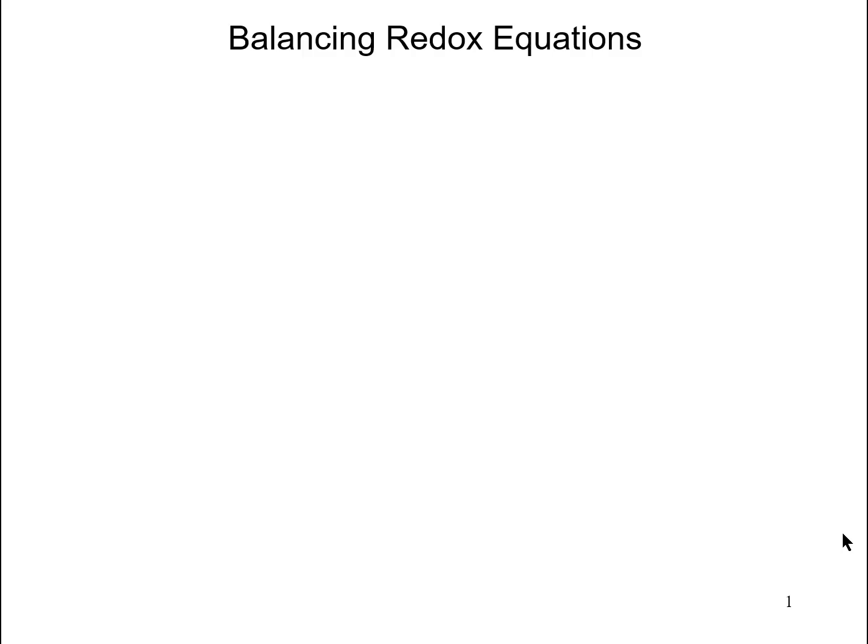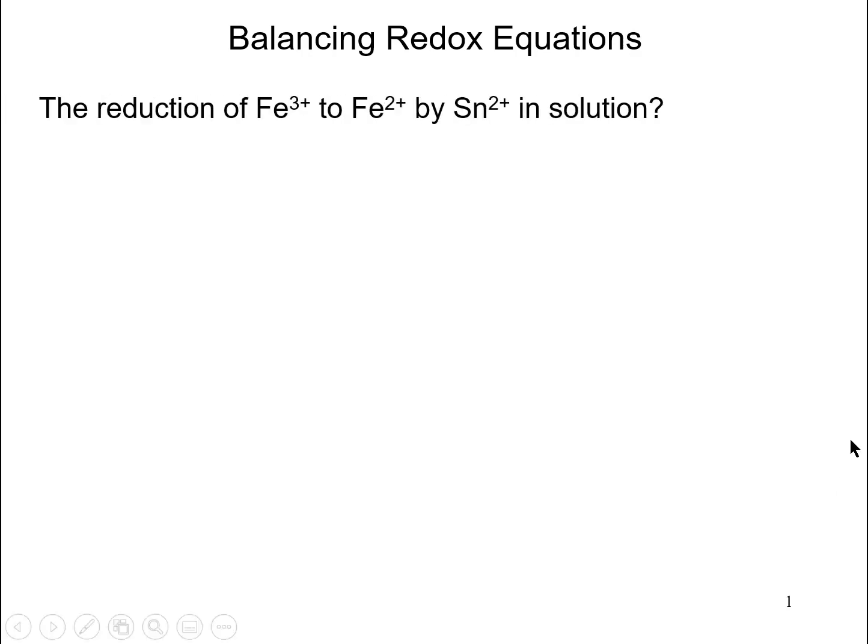Look at a method used to balance redox equations, and specifically these are going to be the net ionic equations. In this first example, we're looking at the reduction of Fe3+ to Fe2+ by tin 2+ ions.